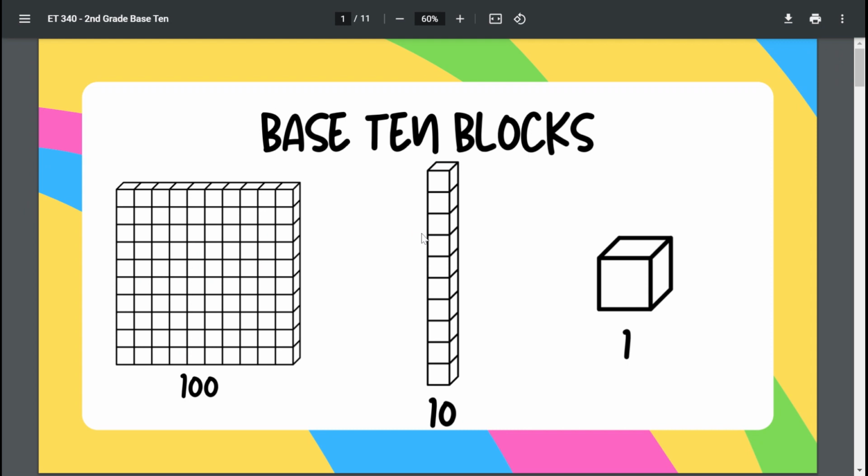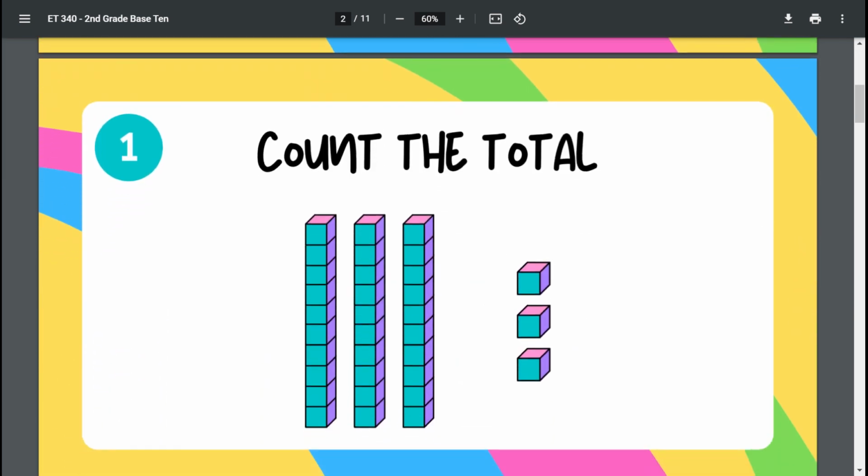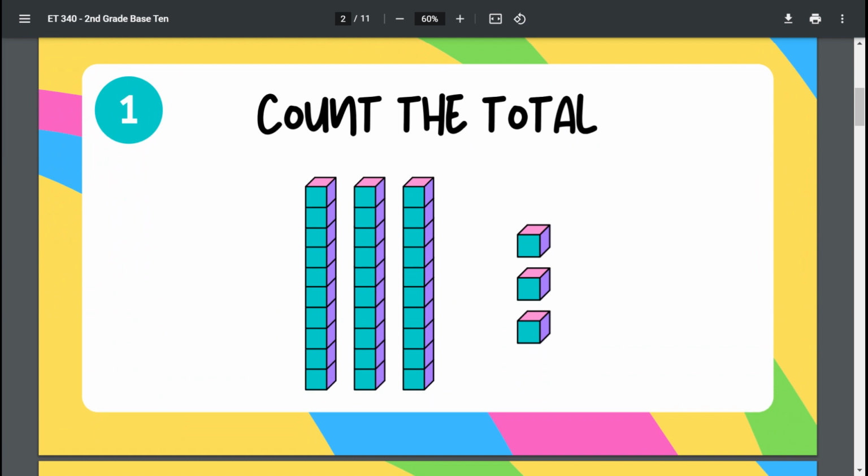You have your 10, which looks like a stick, and it's got 10 individual little squares in it. Then you have your ones, which are just your individual squares, which is what your 10s and 100s are made out of. So it just makes it easier for you to see a number broken down into its true value. So we're going to take a minute to practice a little bit.